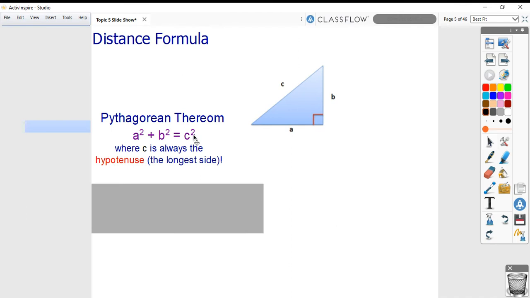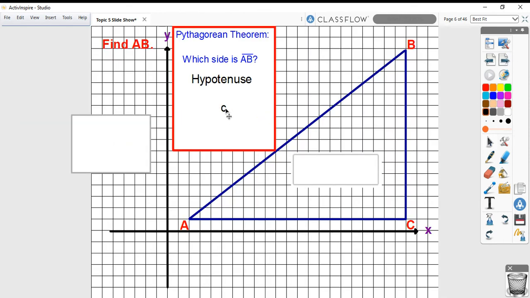The way we got rid of that exponent right there was by taking the square root. And when you take the square root of something on the right side, you have to take the square root of all this stuff on the left side too. So that's what we did. To get C by itself, you had the square root of a squared plus b squared. We had to take the square root of both sides to have that C by itself.